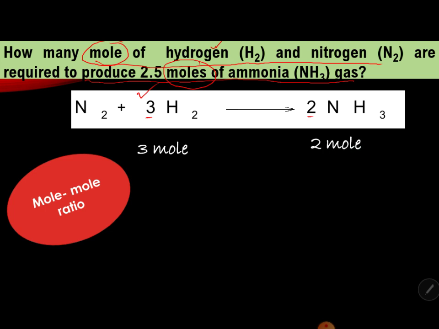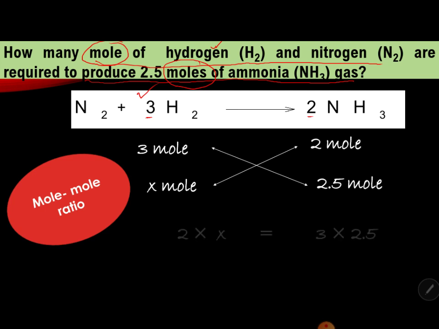In the question, the given quantity for ammonia is 2.5 moles, and the quantity of hydrogen that is required to produce 2.5 mole of ammonia is unknown. So, write X below the formula of hydrogen. Now, your data is complete. Cross multiply X with 2 and 3 with 2.5. Write the sign of is equal to in between. You will end up with this mathematical equation.